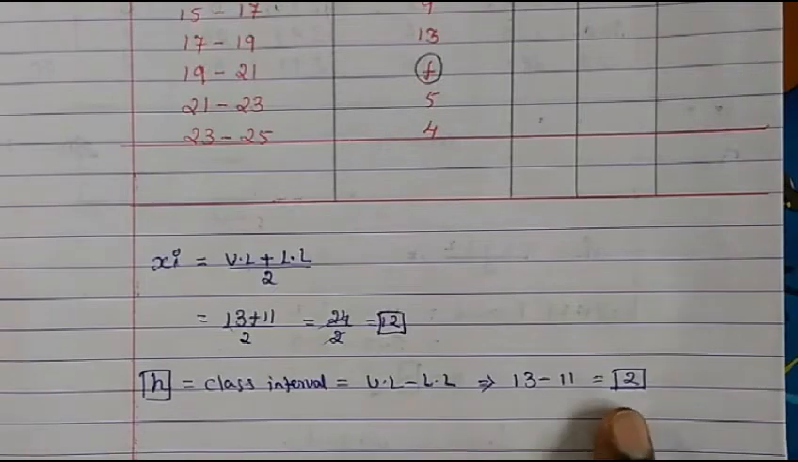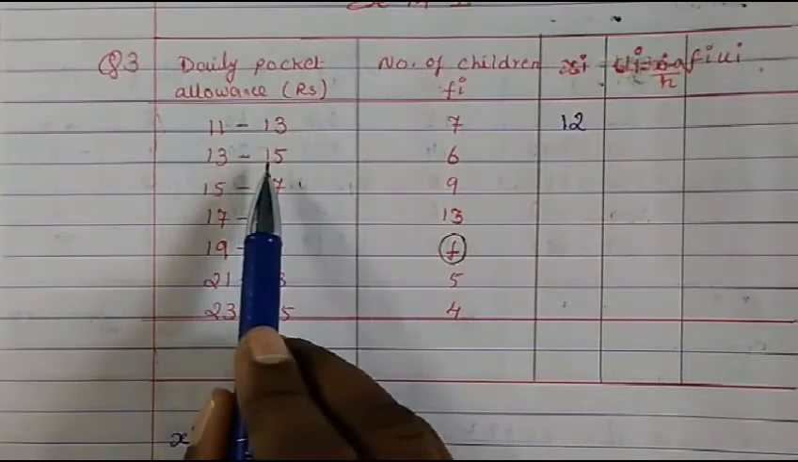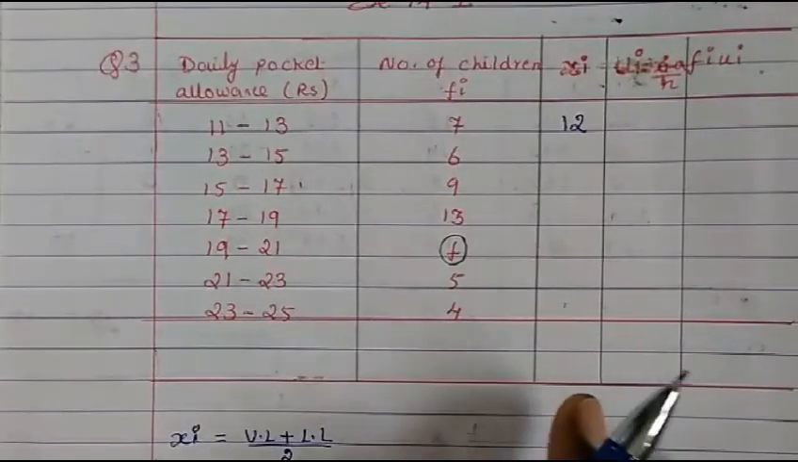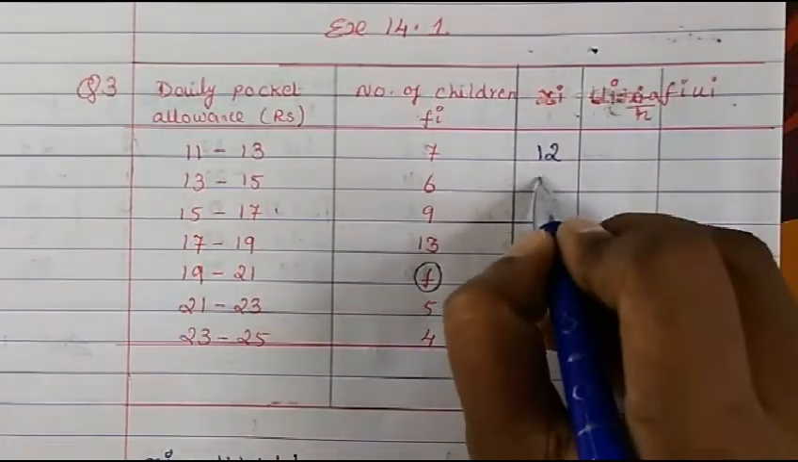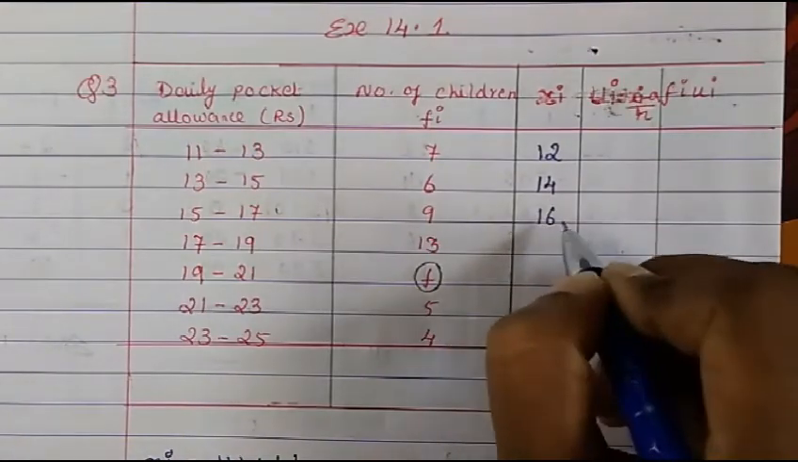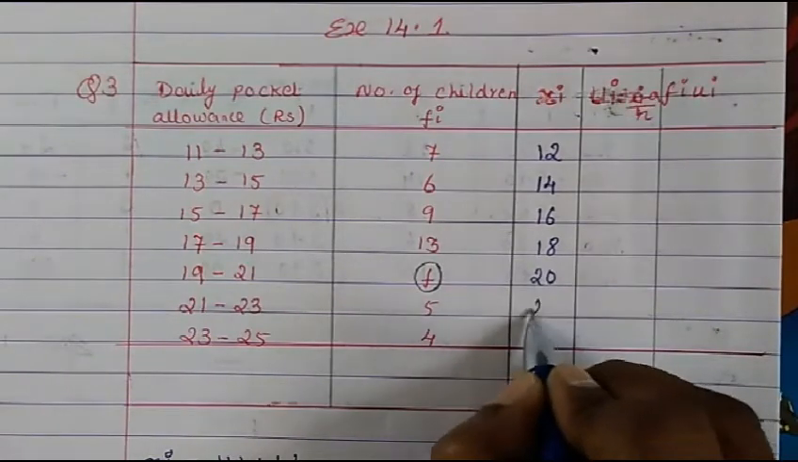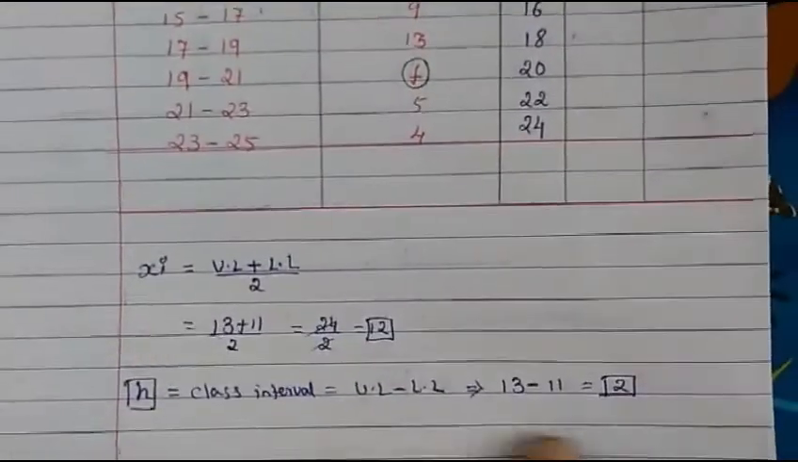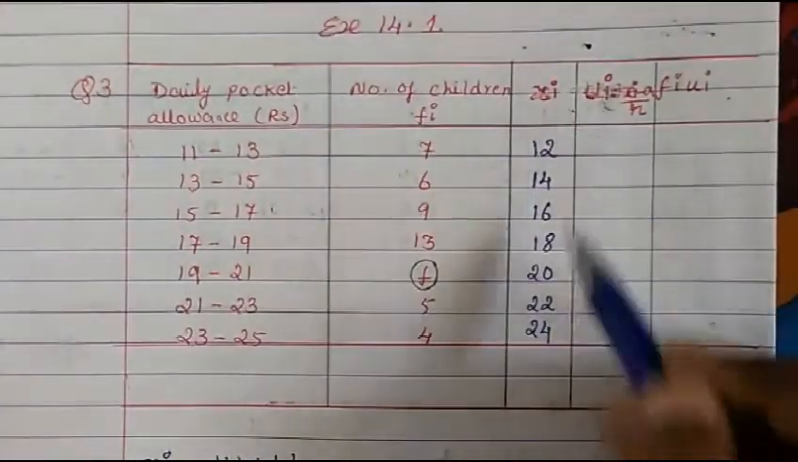Once you know the class interval, just check whether it is the same everywhere. Here also 15 minus 13 gives 2, and 17 minus 15 gives 2. So the class interval is correct; everywhere the difference is 2. Once you know the class interval, you just keep adding it. With 12 you add 2 to get 14, add 2 to get 16, 18, 20, 22, and 24. If you want to check, you can calculate and see it will come out like this. So this is a short way of writing xi.